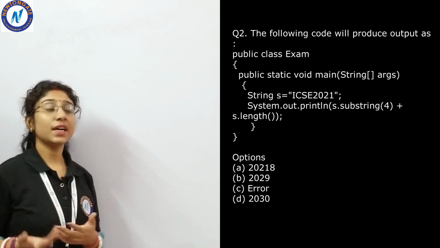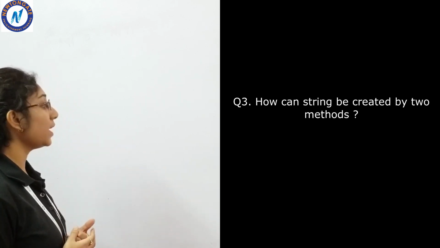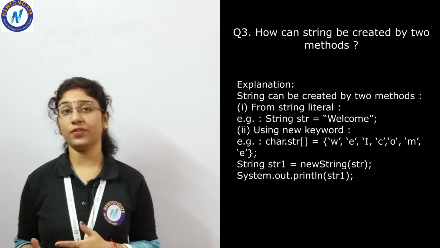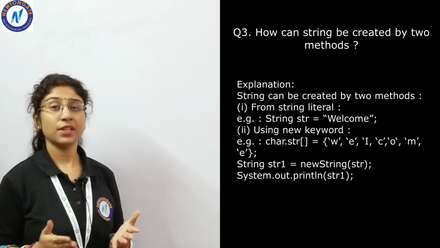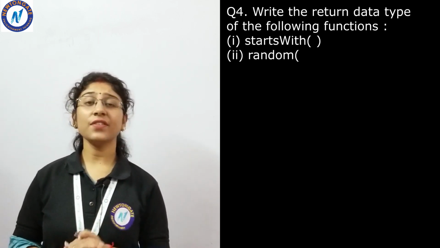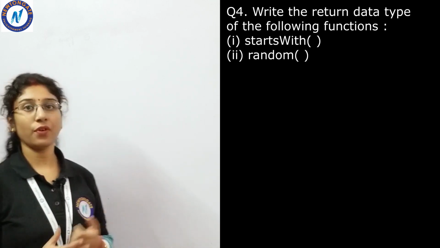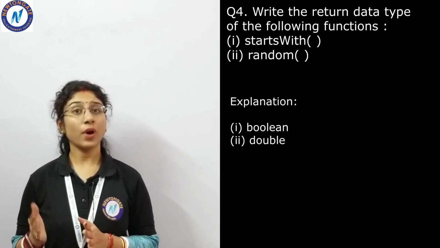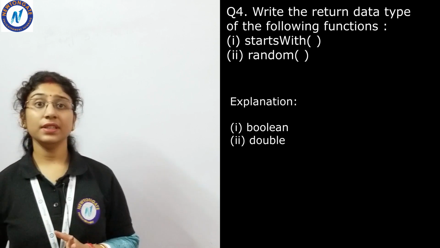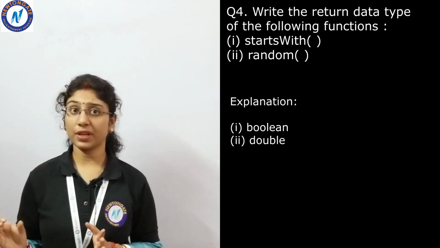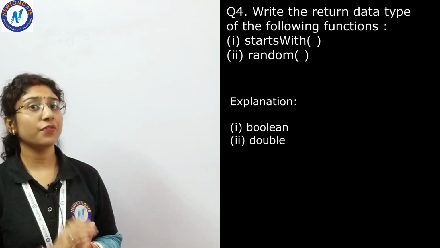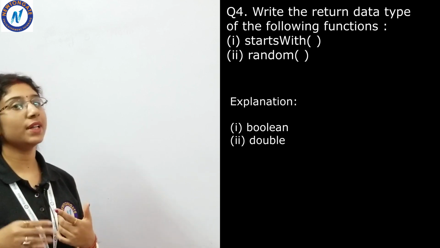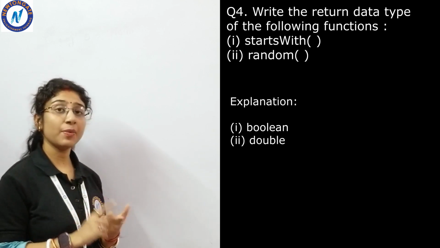Clear? Now the third question: how can a string be created by 2 methods? We have discussed 2 methods: by using a string literal or by using the new keyword, and we have seen the examples. Now the next question is that we have to print the return type of the following functions. The first function is startsWith, so we know that it returns a boolean value. Why? Because it checks whether the specified string starts with the specified prefix or not. If it is starting with the specified prefix, then it will return true, else it will return false. So the data type is boolean.